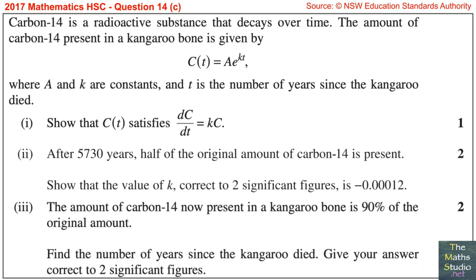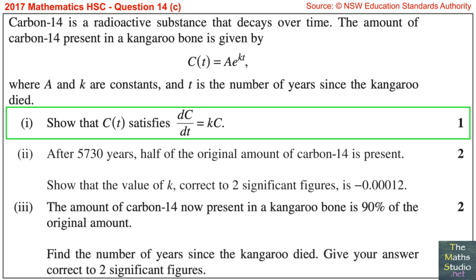Question 14, Part C. Carbon-14 is a radioactive substance that decays over time. The amount of carbon-14 present in a kangaroo bone is given by C(t) = Ae^(kt), where A and k are constants and t is the number of years since the kangaroo died. Part 1. Show that C(t) satisfies dC/dt = kC.